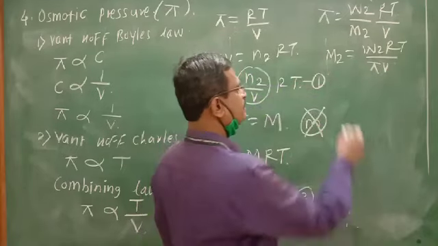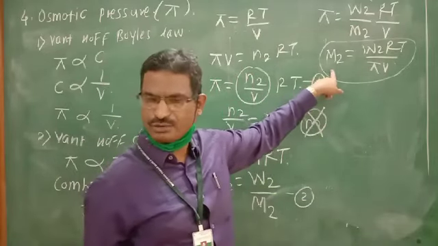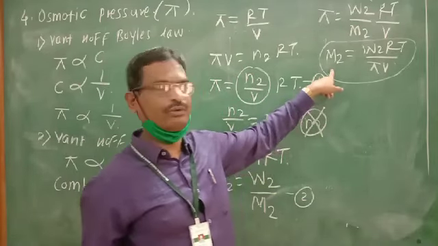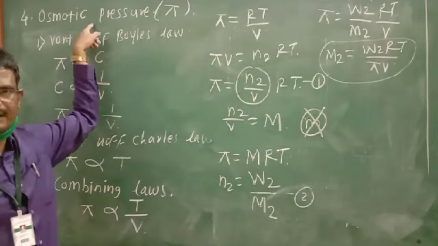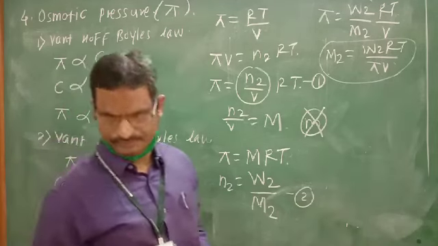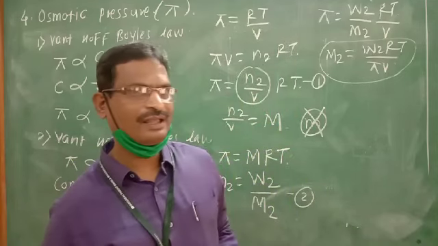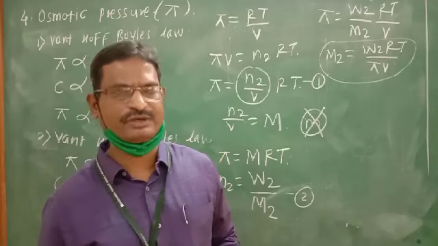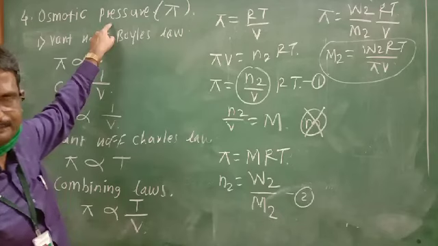So using this equation one can calculate the molar mass of non-volatile non-electrolyte solute using the fourth colligative property, that is osmotic pressure. And the last point in osmotic pressure is nothing but reverse osmosis. We must know what is meant by reverse osmosis and what is the application of reverse osmosis. That is the last point in the fourth colligative property of osmotic pressure.